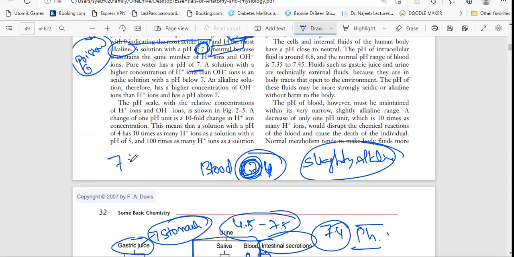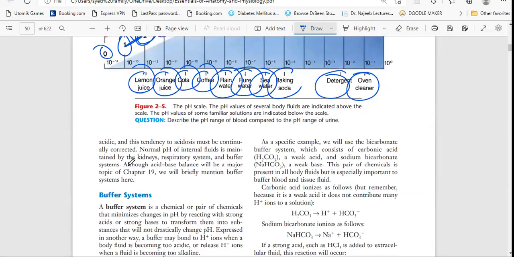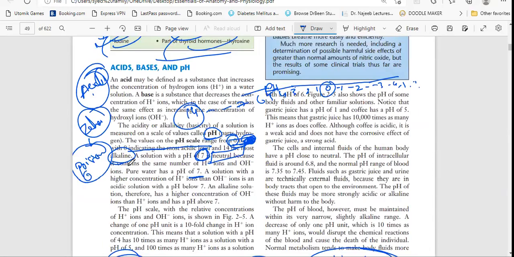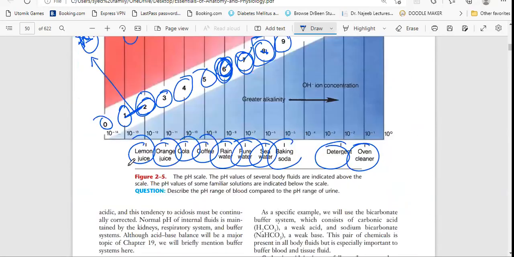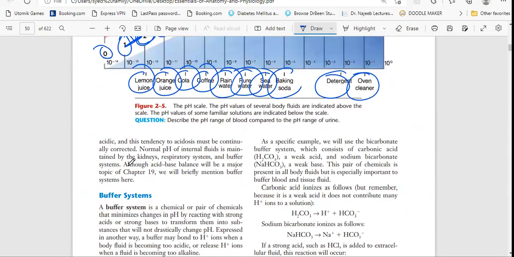For maintaining normal metabolism in the body, we need a 7.4 pH level. So you understood why we need hydrogen, why we need slightly alkaline. Every cell is in the normal range to do proper function, so we need the balance. The normal pH of all the fluids is maintained, and the kidney, respiratory system, and everything will be in normal function.